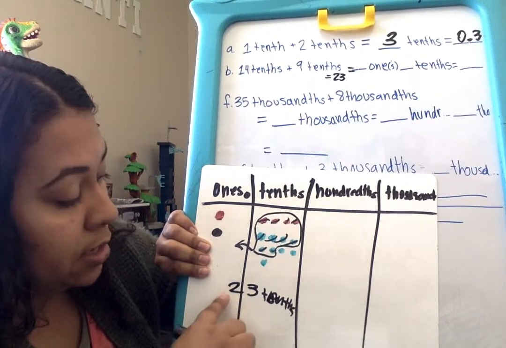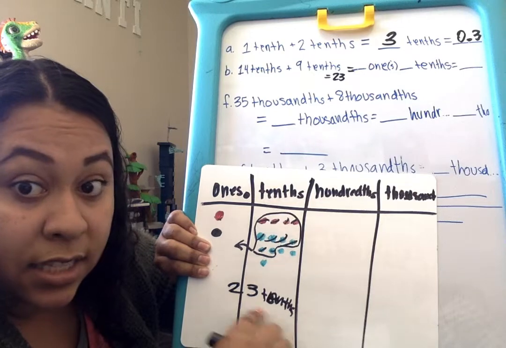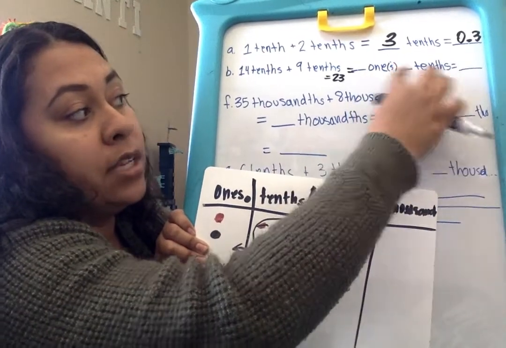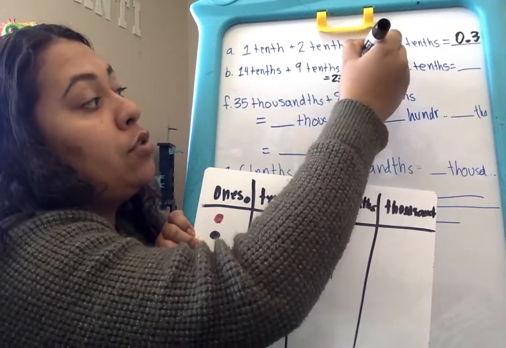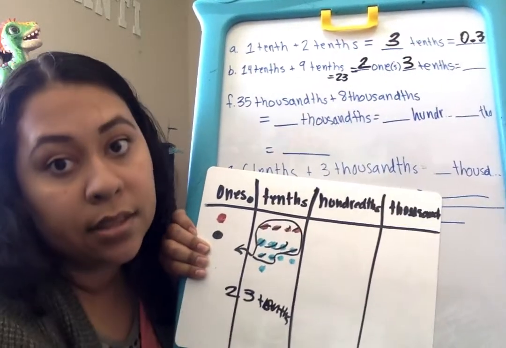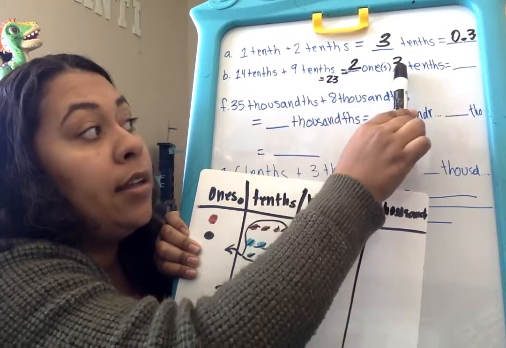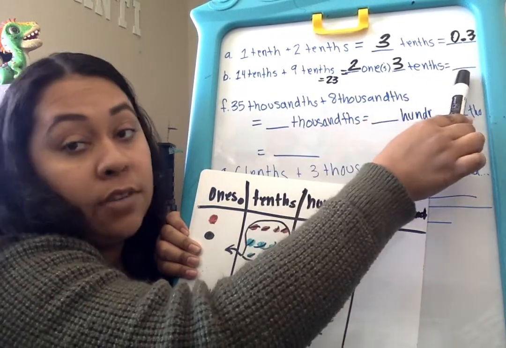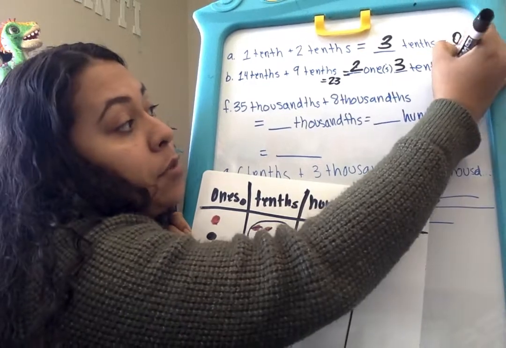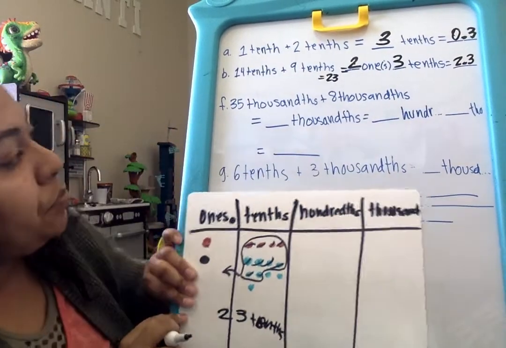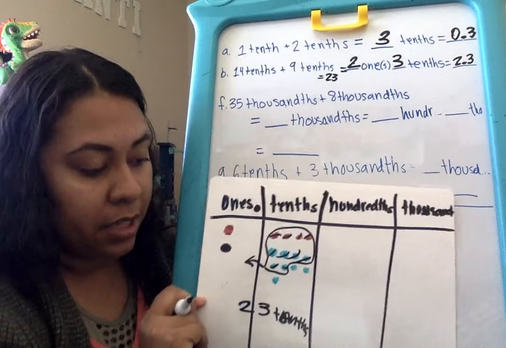So now do you see how that's 2 ones, 3 tenths, 23 tenths? So you have 2 ones, 3 tenths. So you have a 2 for your blank here, a 3 for your blank here, and then write it in standard form. So that would be 2 decimal 3. Okay? So that's A and B.